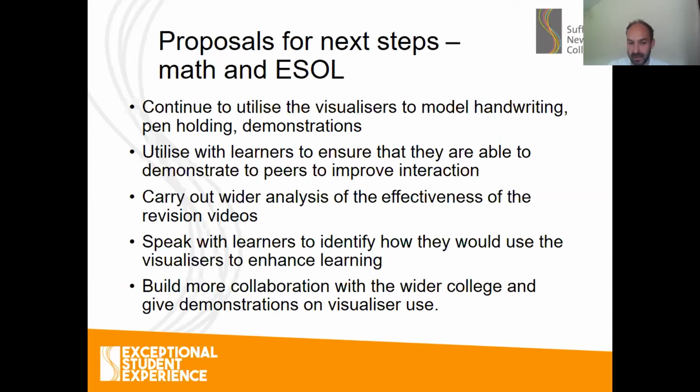We would need to carry out a wider analysis of the effectiveness of the revision videos, because with all of the panic to get people into exams and returning face to face and so on, it again maybe took a little bit of a sidestep. We need to speak to learners to identify how they may use it to enhance their learning and build more collaboration with the wider college on visualizer use, because I anticipate that there's an awful lot of areas, much the same as myself. Over a year ago, I had no idea what a visualizer was.